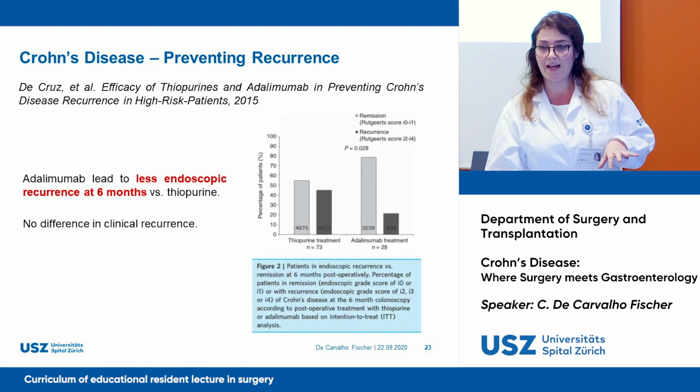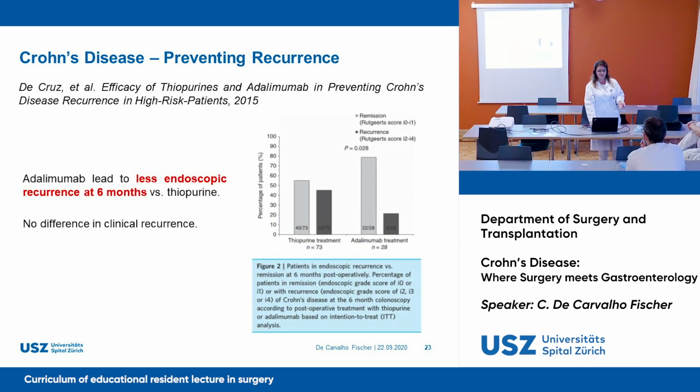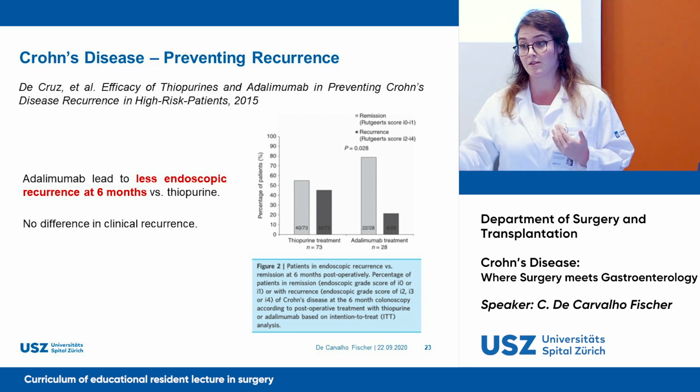They were able to show that adalimumab, the anti-TNF-alpha agent, leads to less endoscopic recurrence at 6 months versus the thiopurine. However, there was no difference in clinical recurrence, potentially because the follow-up wasn't long enough.